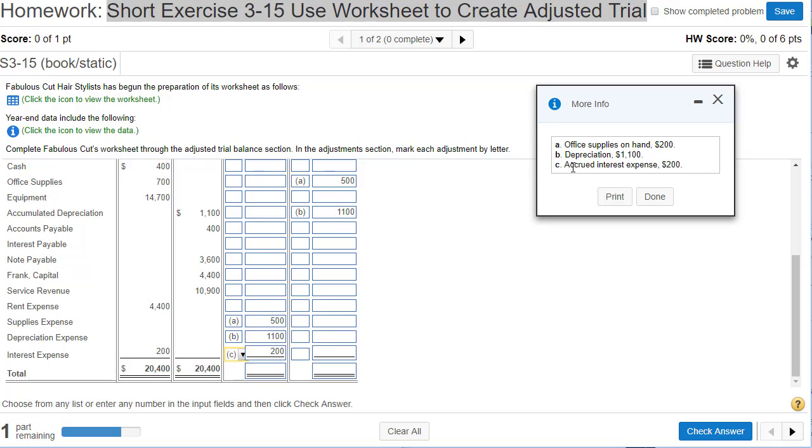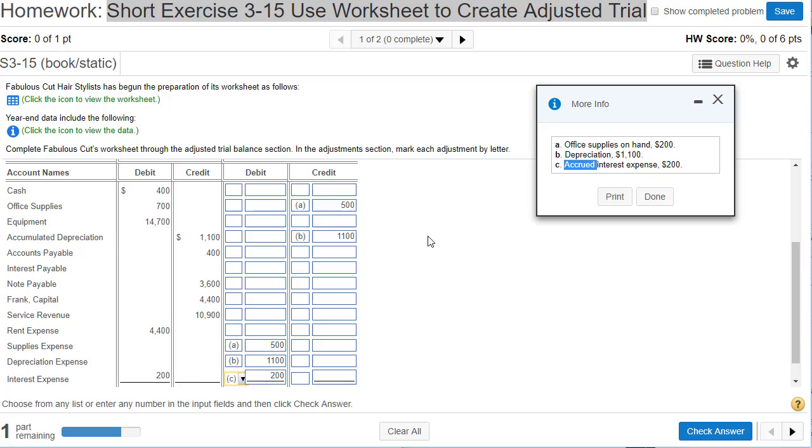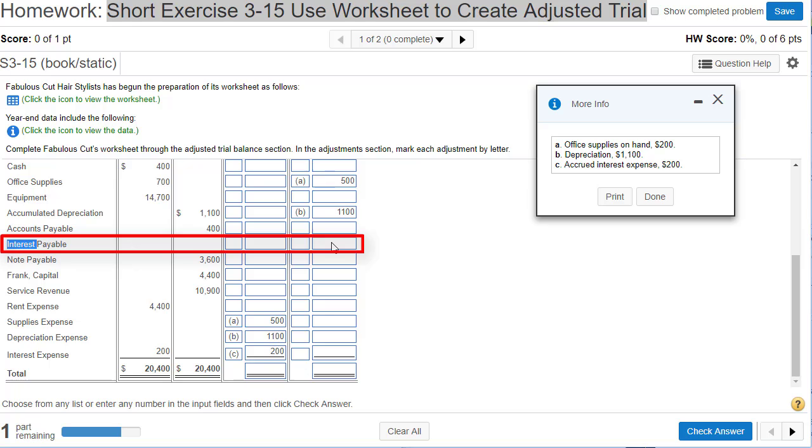Now, remember, the definition of accrued means it's accumulated but has not yet been paid. So we cannot assume that we've paid it. So in other words, we're not going to lower cash. We owe this interest. So do we have some type of a payable that shows that we owe interest? We've got accounts payable, but more specifically, we have interest payable. So interest payable would be the better one to use. It's more specific.